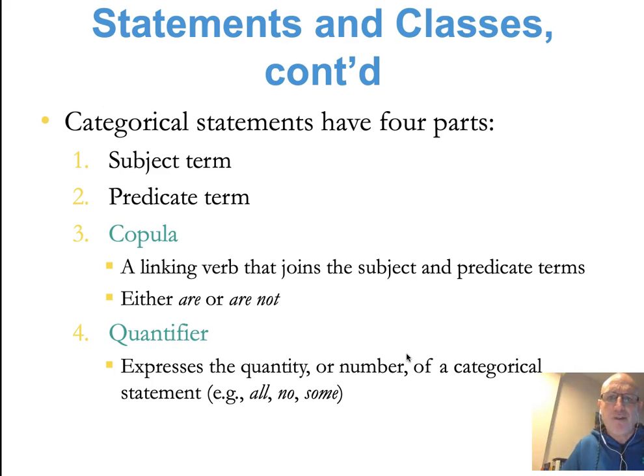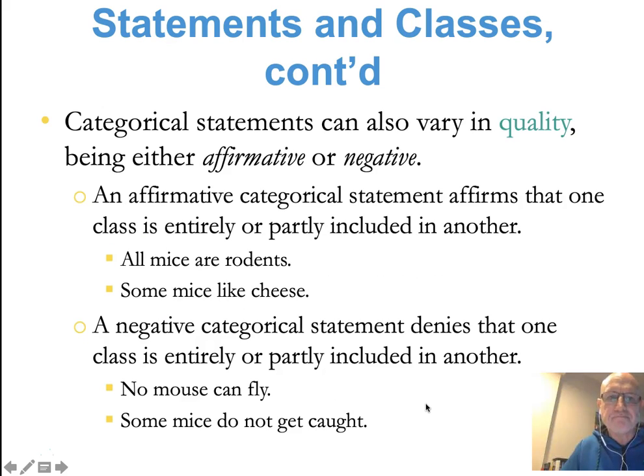Categorical statements have four parts. We've seen the subject term, the predicate term, and then the copula, which is a linking verb. And this is very important. So you must have your subject term, your predicate term, your copula, a linking verb that joins the subject, and then your quantifier, A, E, I, O. Your quantifier is your A, universal affirmative, E, universal negative, I, particular affirmative, and O, particular negative. And this expresses the quantity or number of a categorical statement: all, no, some.